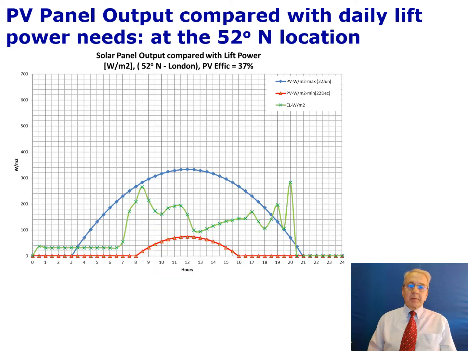This diagram shows the outputs of PV panels against the daily lift power needs at the 52-degree latitude north location. It is evident that the lift power requirement curve, again in green, is now above the minimum solar PV panel output curve, again in red. Thus, the situation is dramatically different. The corresponding power supply strategies to cover the daily lift requirements will be discussed next.